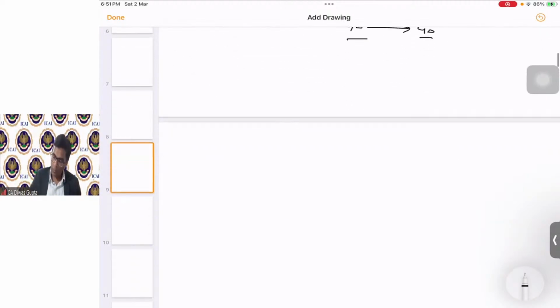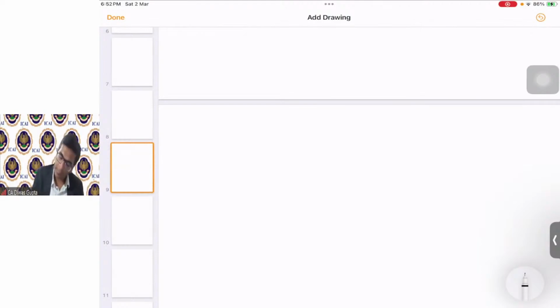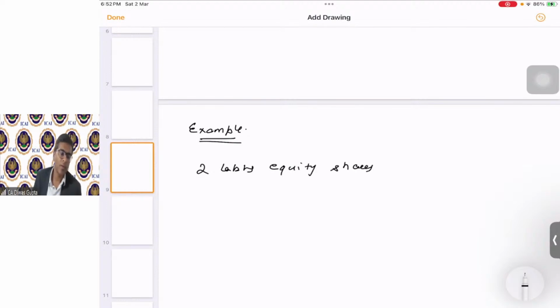Now, students, let us try to understand all this theory with the help of one example. I request everyone to please focus here. I'm re-explaining the approach through this example, and we will be able to understand it better. Let's say there are 2 lakh equity shares that are issued, and the price at which they have been issued is 10 rupees per share. So there is no borrowing.